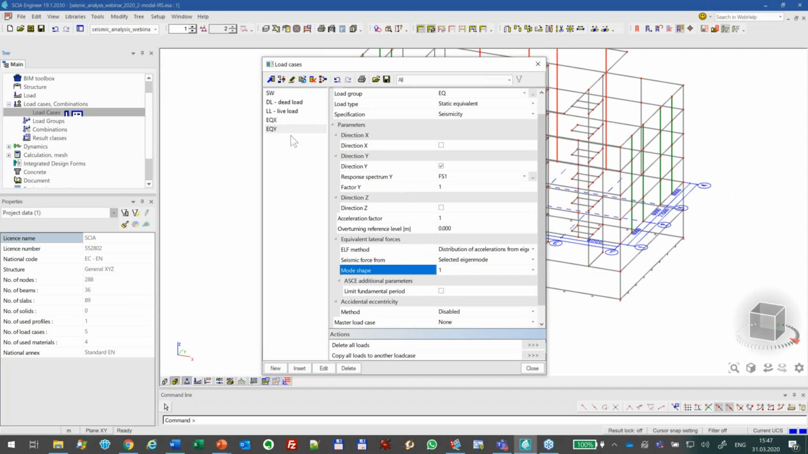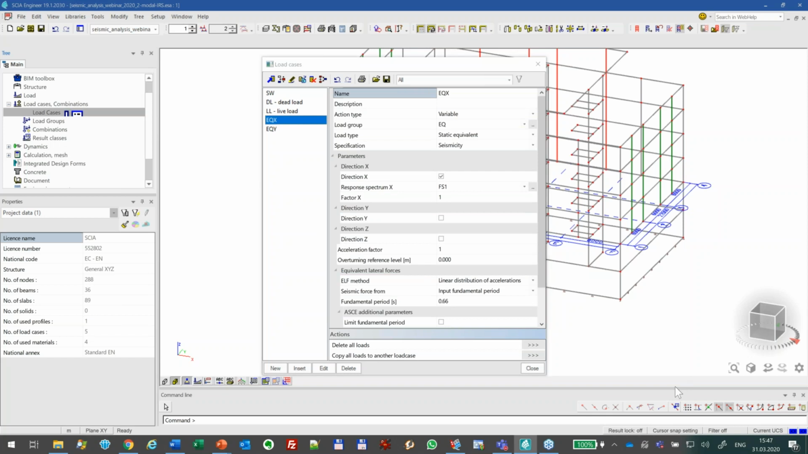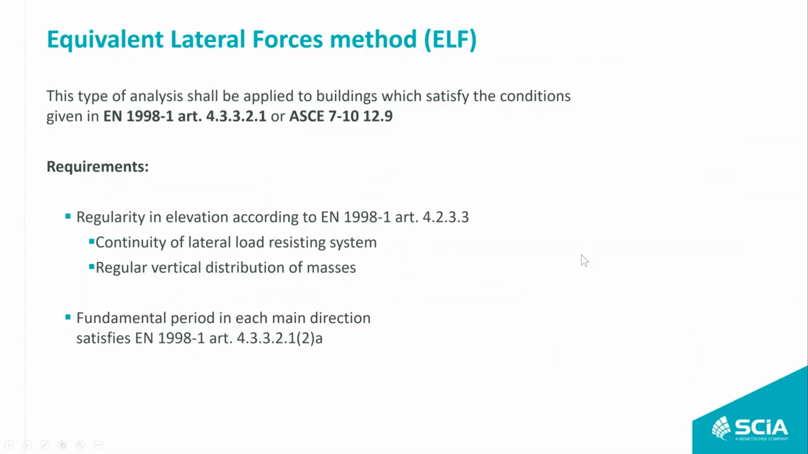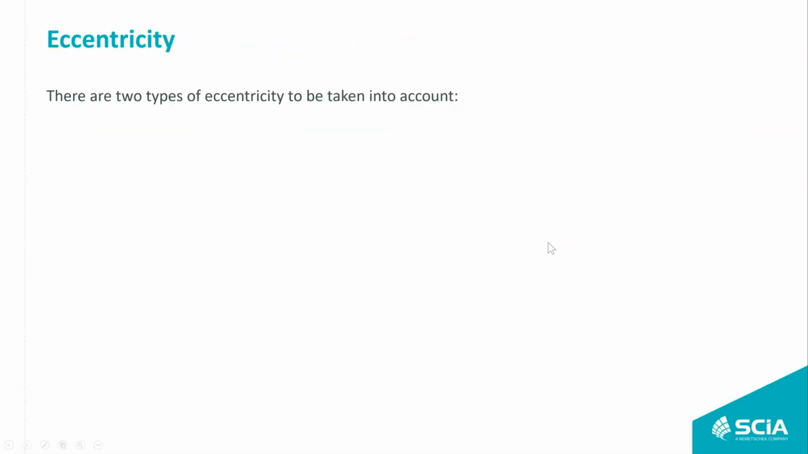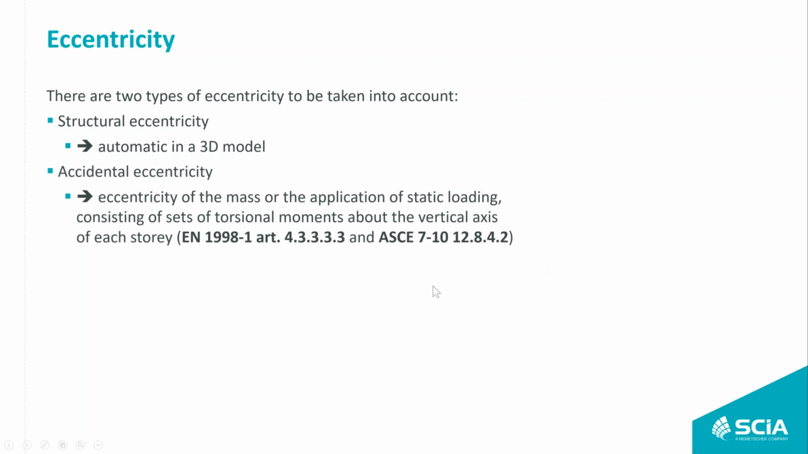There we are. And the last thing I want to define is the accidental eccentricity. Accidental eccentricity, that actually needs considering like this. There are 2 types of eccentricity to be taken into account. There is structural eccentricity. In hand calculation, you need to do a lot of fuss about it. In a 3D model, well, it's there. You actually can't remove it, so it's automatic in there. The accidental eccentricity, on the other hand, needs to be taken into account.